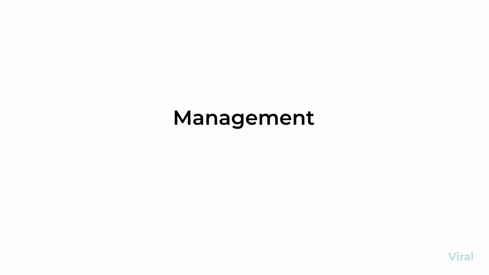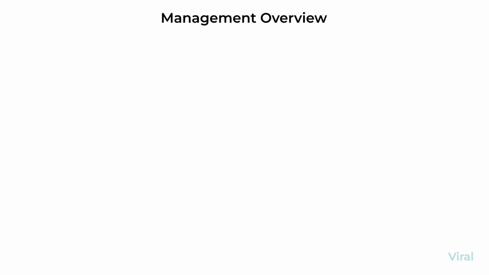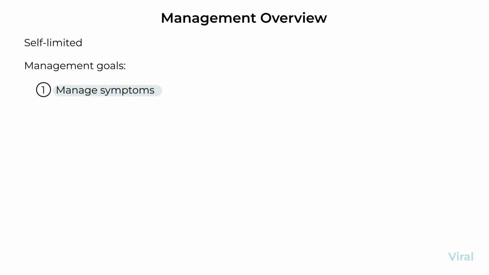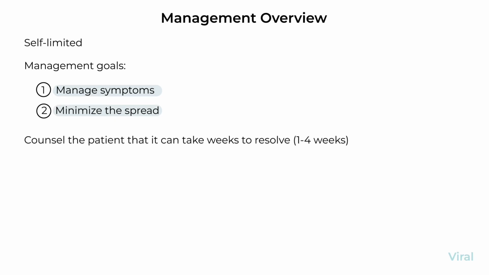All right, let's talk about management. Like a common cold, viral conjunctivitis is self-limited and generally resolves on its own. So basically, you have to let the body clear it out, but there are measures that can help with symptom management, and it's important to minimize the spread as best as possible because of how contagious it can be. It's also important to counsel the patient that it can take time. It can take weeks to resolve, anywhere from 1 to 4 weeks.